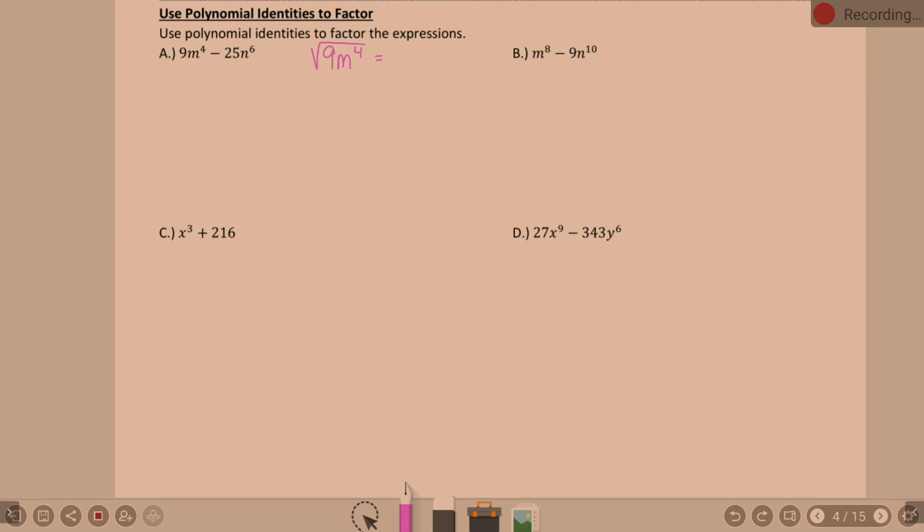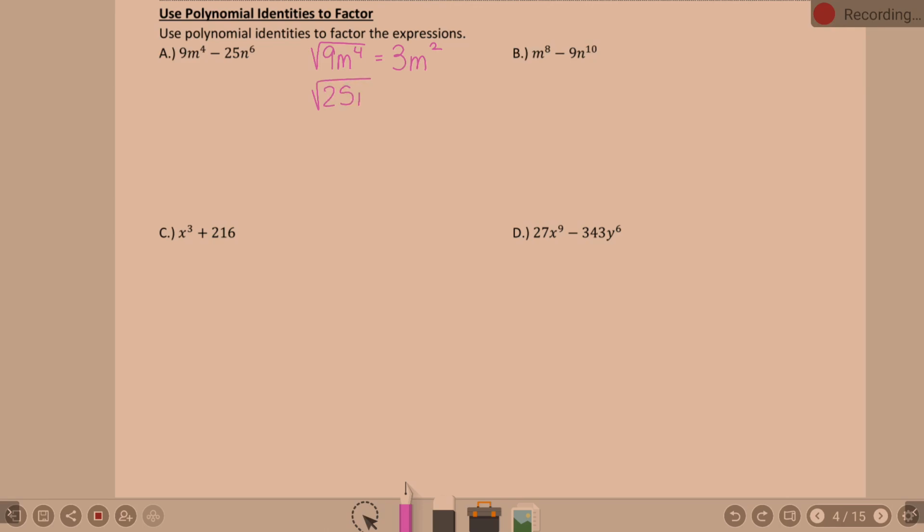What's the square root of 9m to the 4th? Are you with them? The square root of 9 is 3, yes? Remember, when you take the square root of an exponent, you're just halving it. Okay, so the square root of 9m to the 4th is 3m squared.